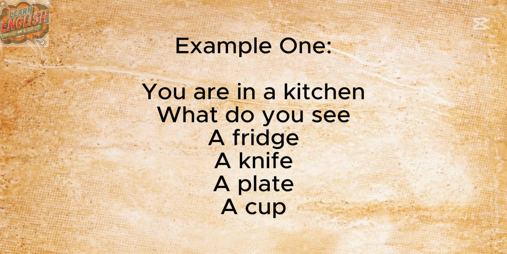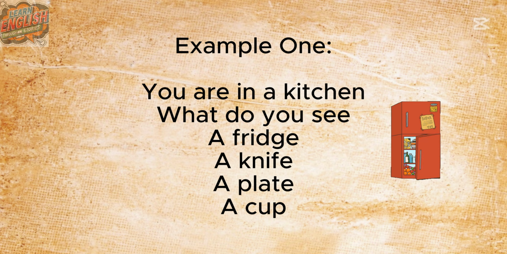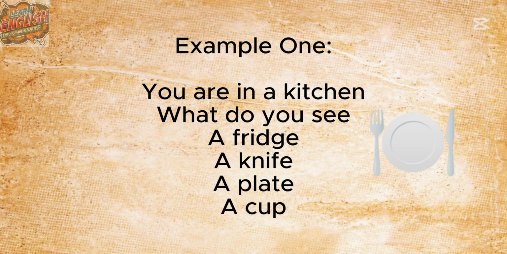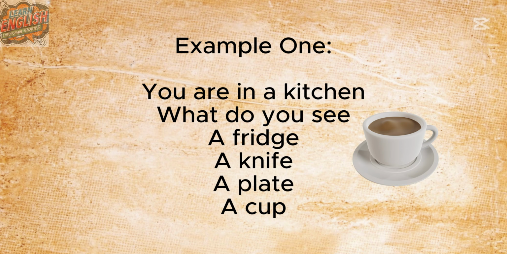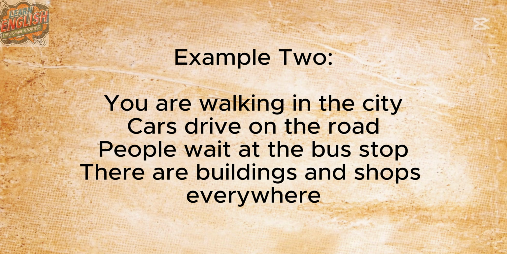Example 1. You are in a kitchen. What do you see? A fridge. A knife. A plate. A cup. Example 2. You are walking in the city. Cars drive on the road. People wait at the bus stop. There are buildings and shops everywhere.